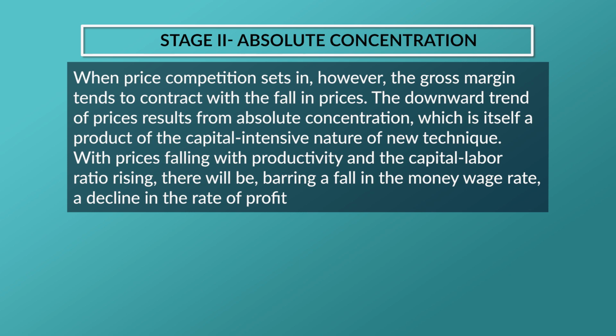During these periods, when markets are expanding rapidly and the gross margin is high and increasing as a result of the disparity between the price movement and the movements of productivity, the rise in the capital-labor ratio will be offset in its effect on the rate of profit. Similarly, when price competition sets in, however, the gross margin tends to contract with a fall in price. The downward trend of prices results from absolute concentration, which is itself a product of the capital-intensive nature of the new technique. With prices falling with productivity and the capital-labor ratio rising, there will be, barring a fall in the money wage rate, a decline in the rate of profit.